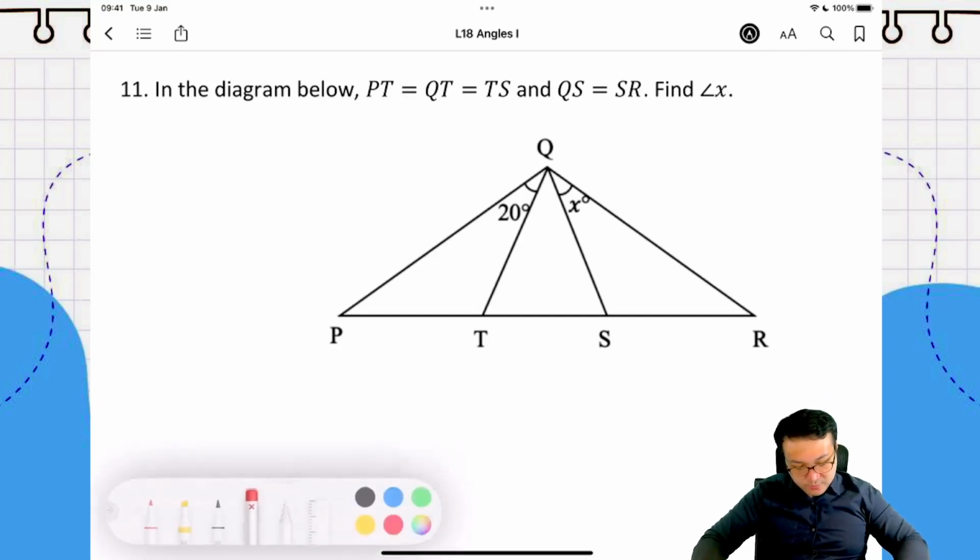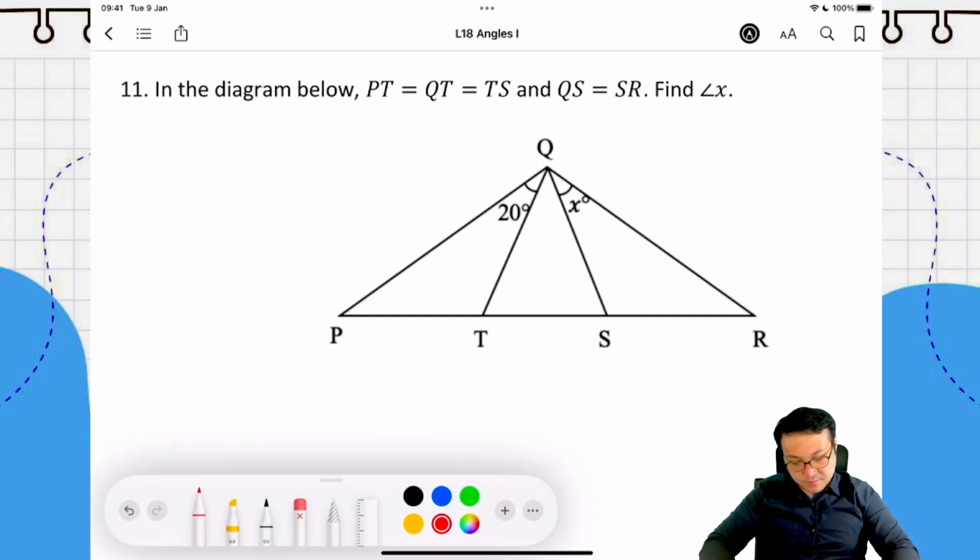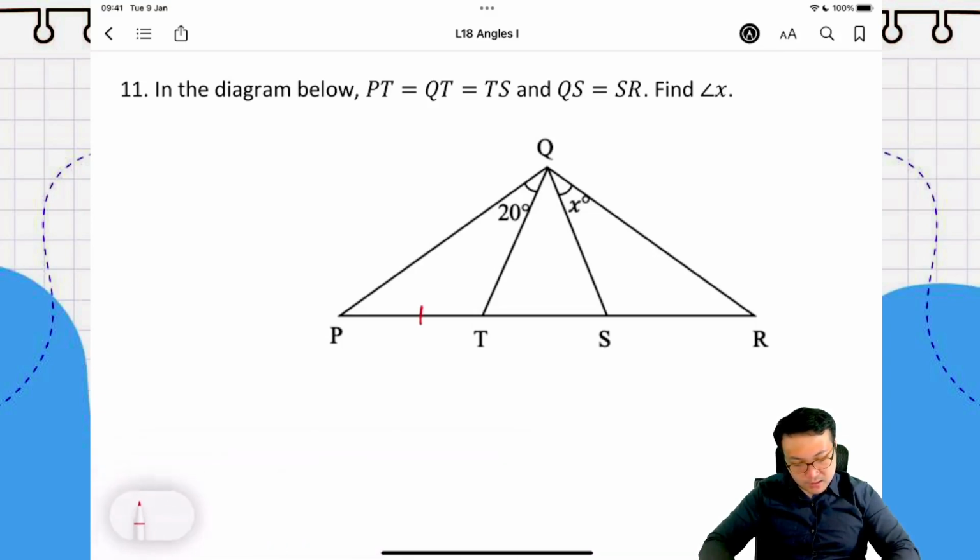So before we start solving, right? They say that PT equals to QT. PT equals to QT. So immediately we know this is an isosceles triangle. So can you tell me what is this angle, Alistair? 20. Then after that they say that it also equals to TS. Oh, so we have another isosceles triangle. If I call this angle A, then can you tell me what is this angle?